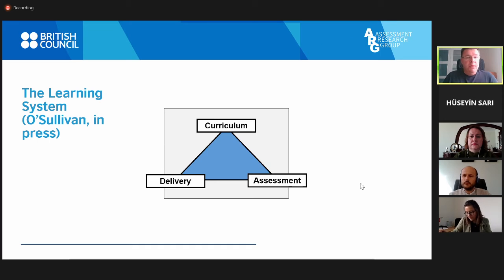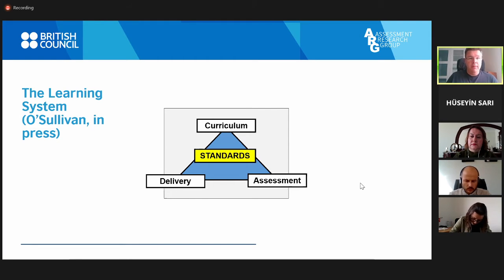And of course, we've got the assessment, which should be planned into the system. And these are all interdependent. They affect each other. You can't change one without changing the other, or you shouldn't change one without changing the other. And these are all unified by some kind of underlying philosophy of learning or some kind of standards. So this could be, for example, the CEFR.